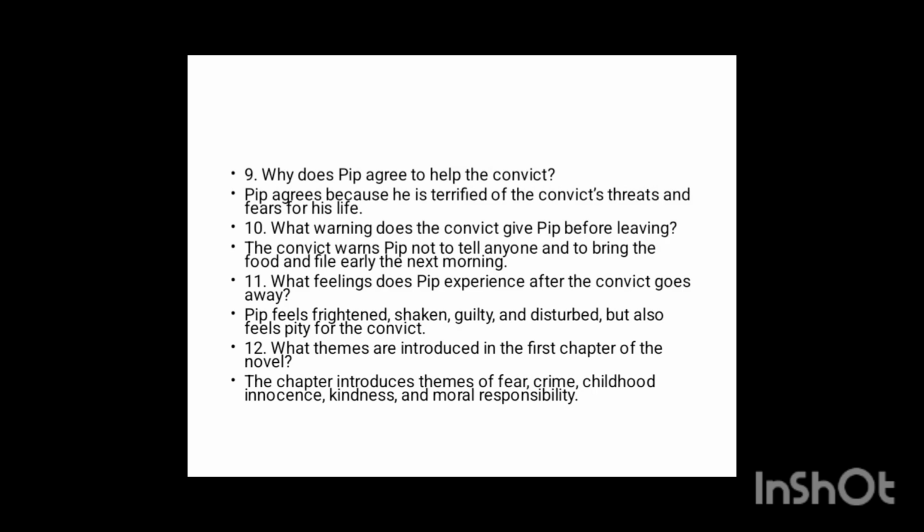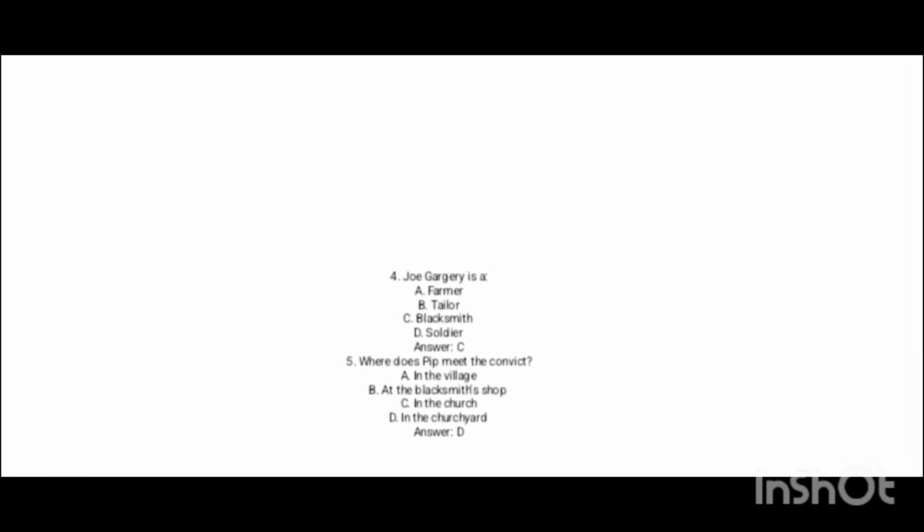Objective type questions. Pip's full name is Philip Pirrip, and Pip lives with his sister and her husband. Mrs. Joe is Pip's elder sister. Joe Gargery is a blacksmith.